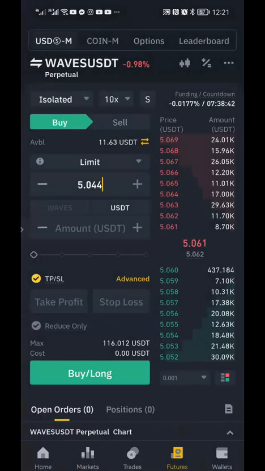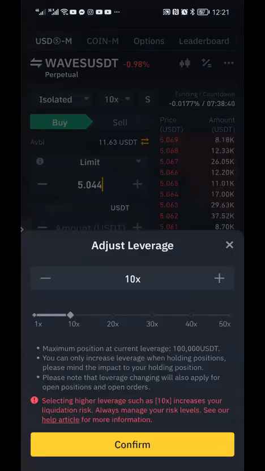So let's just add this one. Selecting higher leverage such as 10x increases your liquidation risk. So liquidation risk is more or less like what you lose in the market when it goes against you, or what you gain when it goes in your favor. Always manage your risk level. See our article for more information. Okay, so we assume that we are okay with 10x.